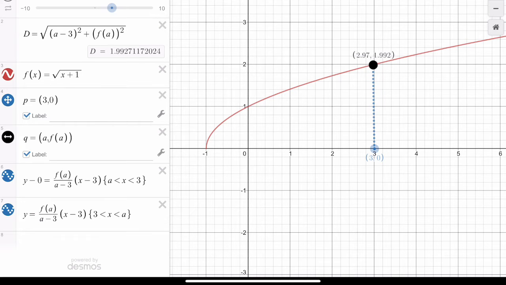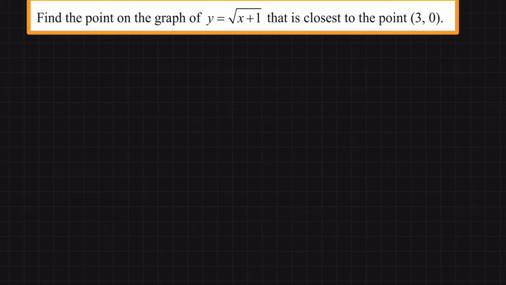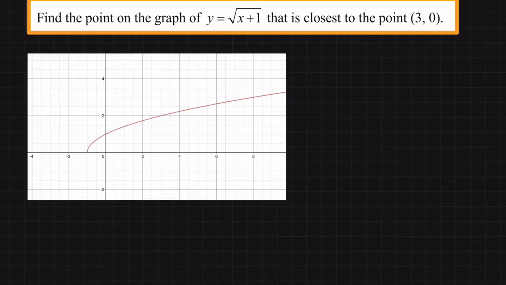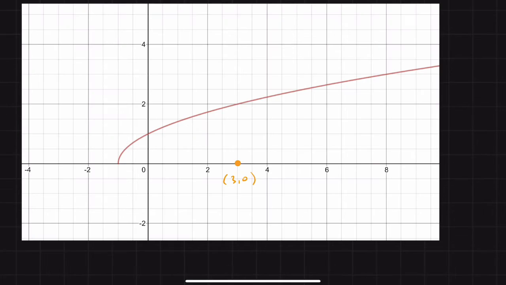Right now the distance is at 1.99, now it's at 1.93, and then after that it starts going up again. So that minimum distance happens somewhere in the area of 2.5. Let's think about what we just learned by exploring inside of Desmos. We know that we have the graph of the square root of x plus 1, and we know where the point (3, 0) is in relation to that graph.